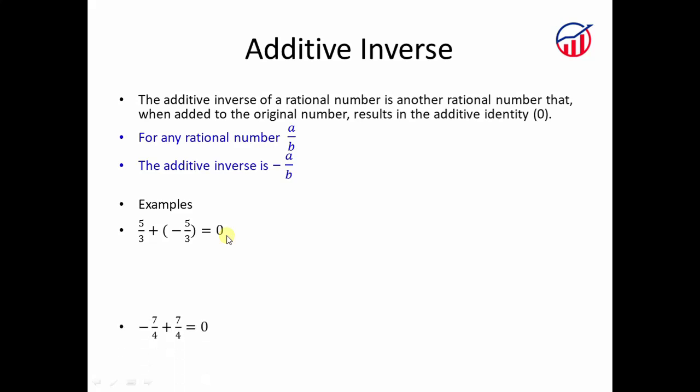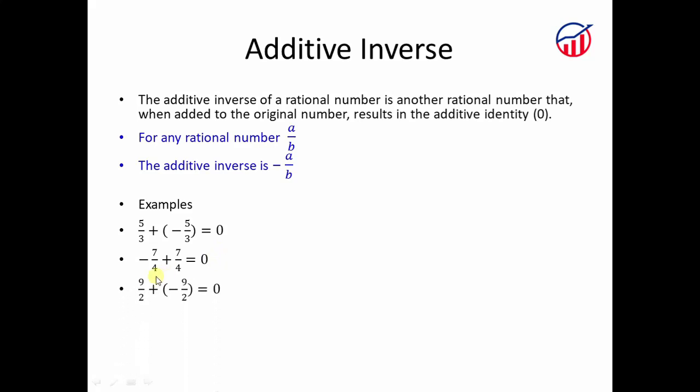Let's take another example. The number over here is minus 7 upon 4. What is the additive inverse? The opposite. The sign will change from negative to positive. So positive 7 upon 4 is the additive inverse over here, and when you add these two, the result is 0.